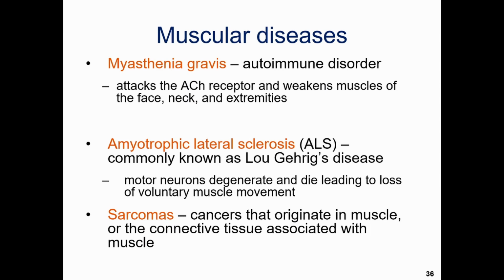Sarcomas: you see that -oma tells you it's a cancer, and the sarco- tells you muscle. So this is a cancer involving the muscle or connective tissue associated with muscle, so it could be something like a tendon that's affected, but it is some sort of cancer involving some part of muscle or something associated with muscle.